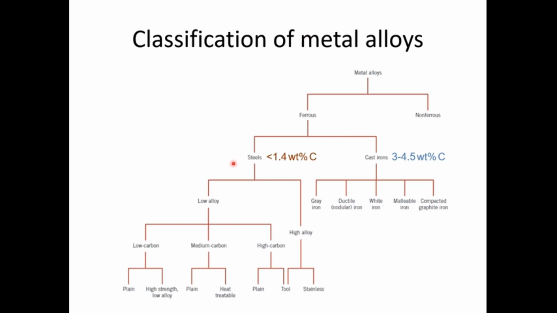Steel, or iron carbon alloys. Steel is also known as iron carbon alloys, and it also contains other alloying elements such as copper and zinc. The main constituent is iron, followed by carbon, which is normally less than 1.4 weight% of carbon, and also another constituent such as zinc or copper, depending on the application of the steels. While cast iron contains about 3 to 4.5 weight% of carbon.